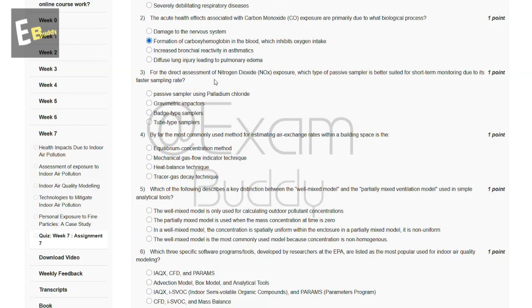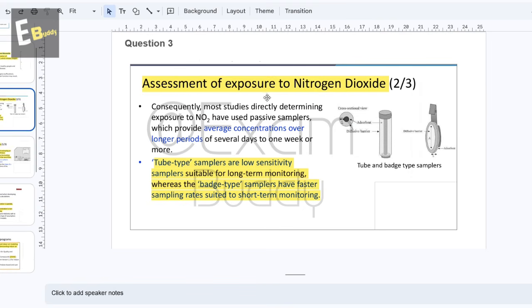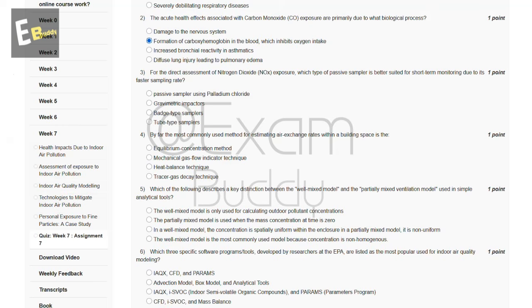And now let's go to our question number 3. For the direct assessment of nitrogen dioxide NO2 exposure, which type of passive sampler is better suited for short-term monitoring due to its faster sampling rate? So these are the options. And now let's check the explanation. So explanation says assessment of exposure to nitrogen dioxide. Tube type samplers are low sensitive samplers suitable for long term monitoring, whereas the badge type samplers have faster sampling rates suited to short term monitoring. So the answer of our third question is D. Tube type samplers.